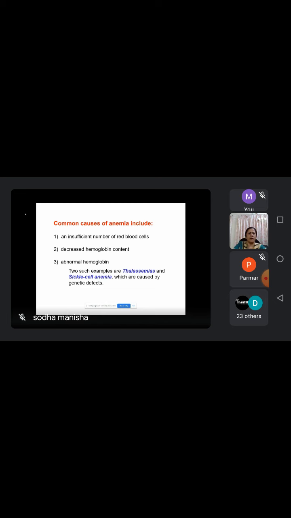Now, based on the color index, there are again two types of anemia: hyperchromic anemia and hypochromic anemia. Hypochromic anemia means the value of color index will be less than 0.85. So if we find that the value of color index is less than 0.85, then we can say that the person is suffering from hypochromic anemia. So what is this hypochromic anemia?